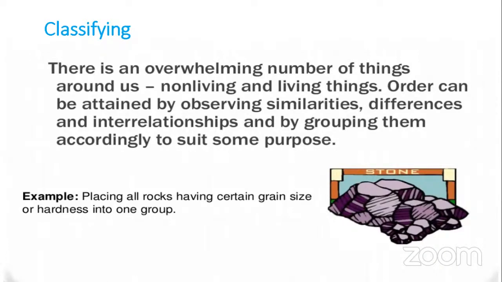In the case of science, if you are able to immediately put things into an orderly fashion, then that sort of classification is needed. Order can be obtained by observing. For that, the first criterion is observation, which comes before classification. Only when you are able to observe keenly will you be able to come out with your classification. So observe the similarities, the differences, and the interrelationships.